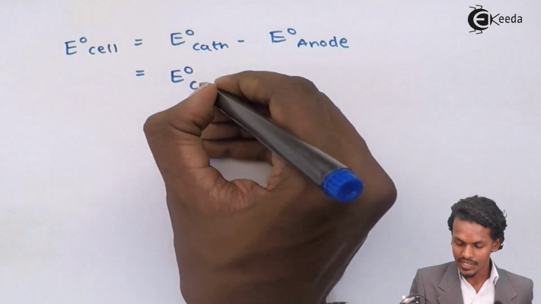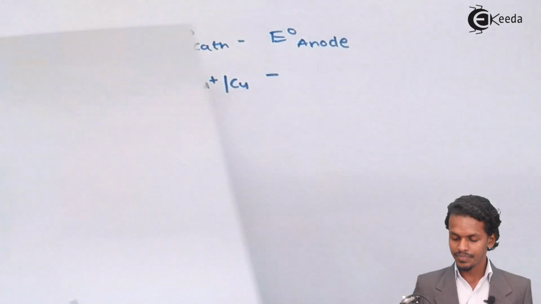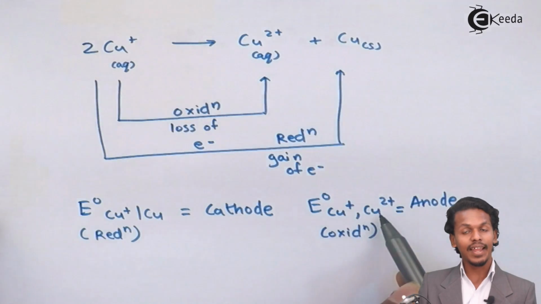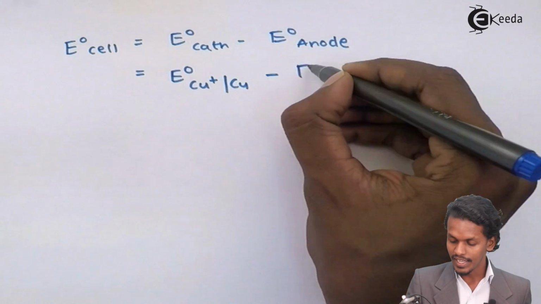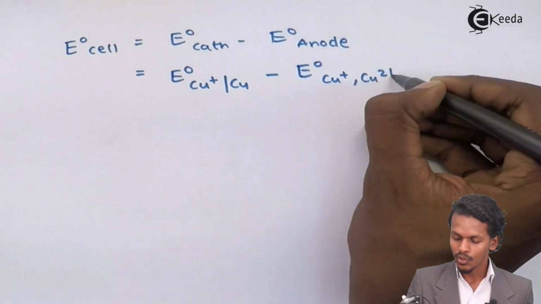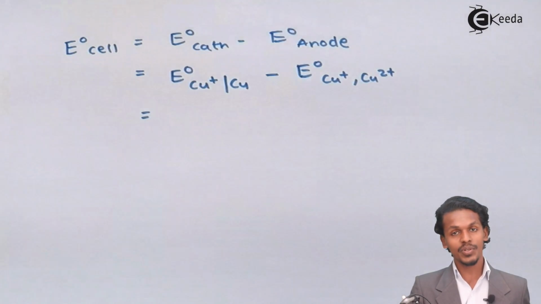So E naught of Cu plus to Cu, and E naught of Cu plus which has been converted into Cu2 plus. So therefore this will be E naught of Cu plus and Cu2 plus. The values of these two are given to us. So let us substitute the values.